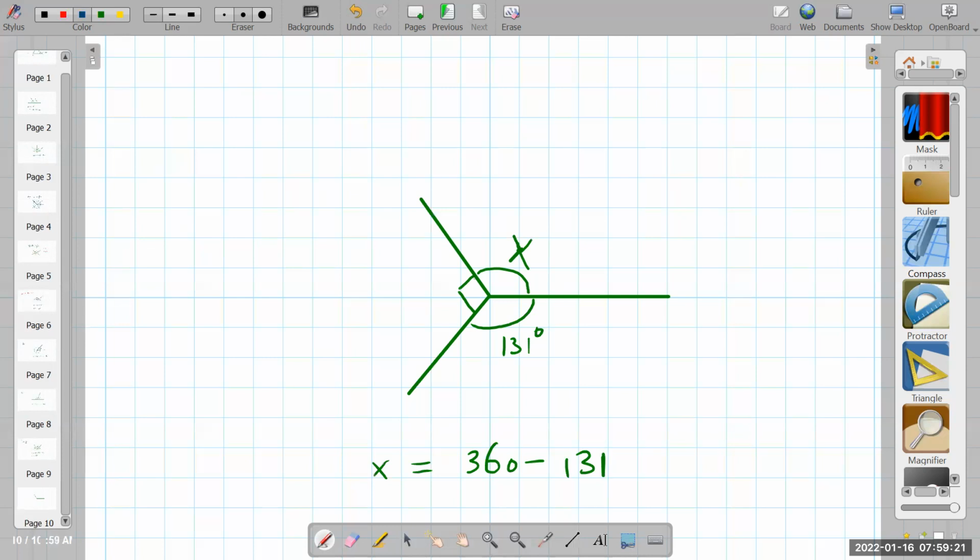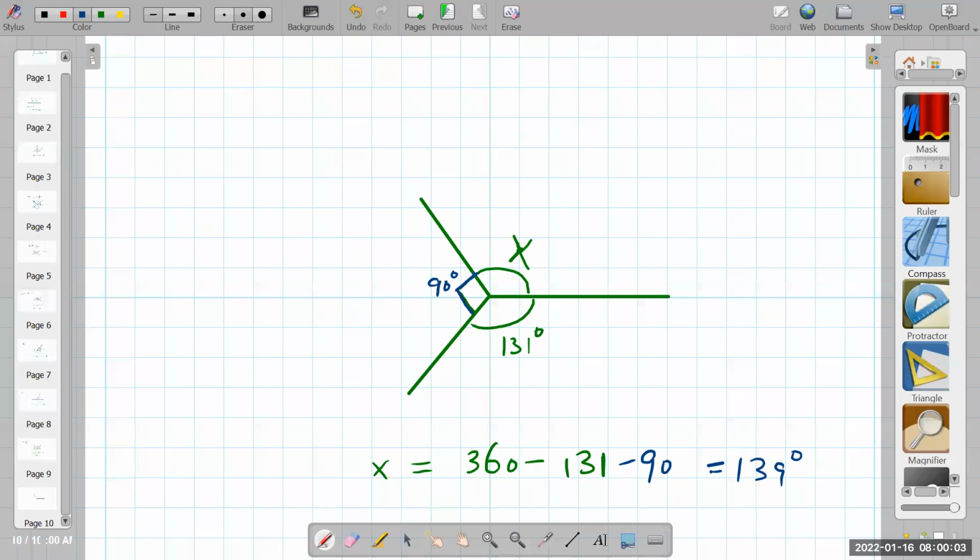Whenever you see this type of box, it means 90 degrees. So 360 minus 131 minus 90, what will be the answer? The answer is 139. Okay, now question number 2.